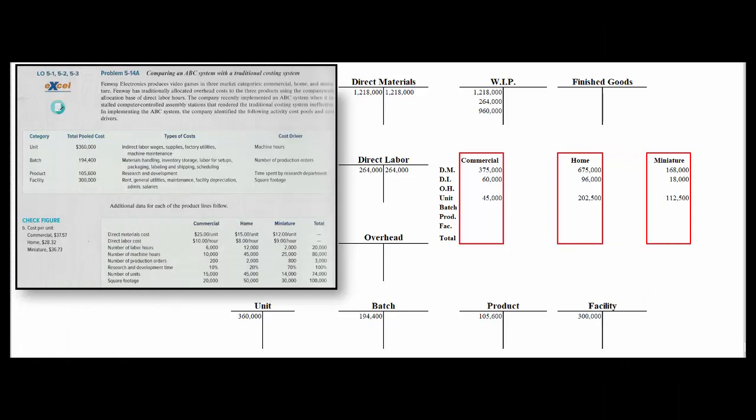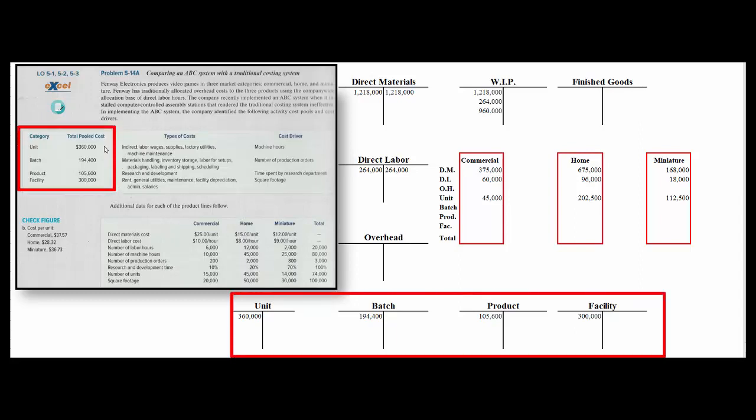So in activity-based costing, we don't just have one overhead pool, we have four or five. In this instance, we have four. We have the unit pool, which is indirect labor wages, supplies, factory utilities, and machine maintenance, and we're going to allocate that pool by machine hours. We'll have a batch level pool of 194,400. That's materials handling, inventory storage, labor for the setups, packaging, labeling, and shipping and scheduling. We're going to use the number of production orders to allocate that overhead.